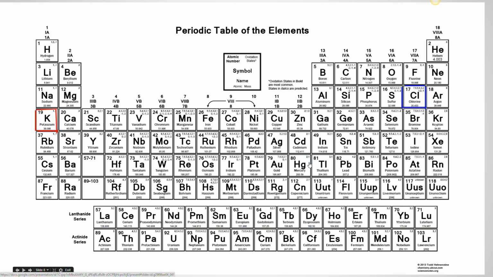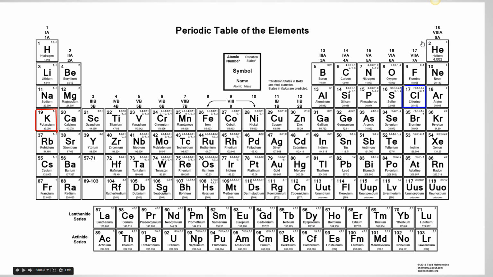We find potassium with the red square around it, number 19. It is going to give up one electron. It's in the first column, has one valence electron to give up. Metals are always going to give up electrons. So everything on the metal side of the periodic table is going to give up electrons. Nonmetals are going to accept them. So chlorine is going to accept the electron from potassium. The question is, how many of each do we need?